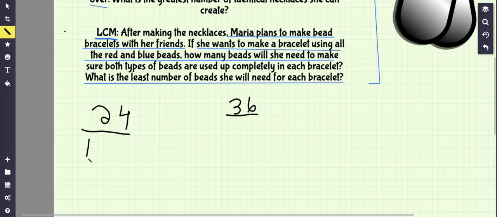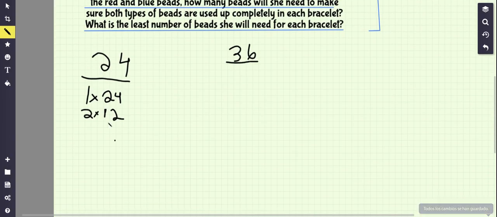All right, we already know that 1 times 24 equals 24, of course. 2 times 12, of course, equals 24. 3 times 8. Then 4 times 6. That's it.